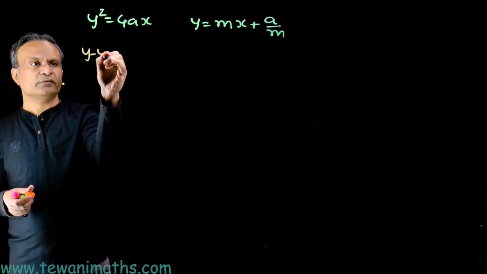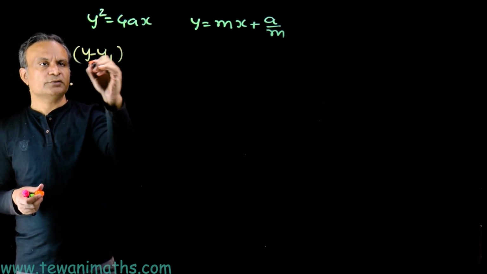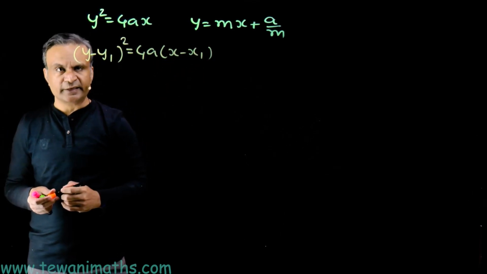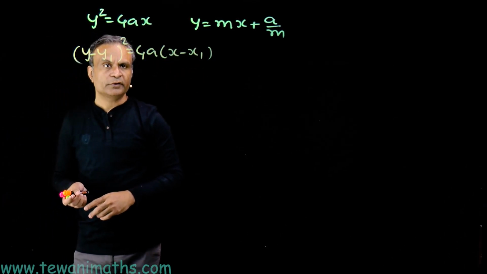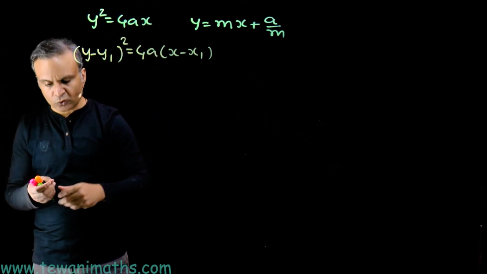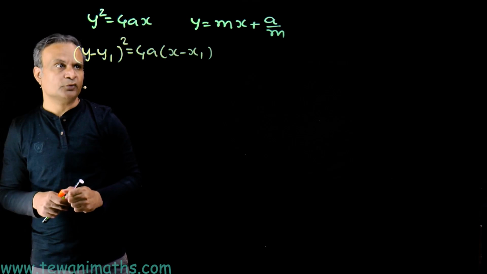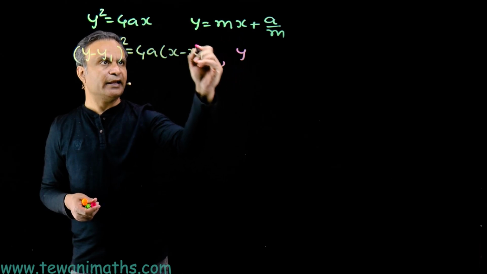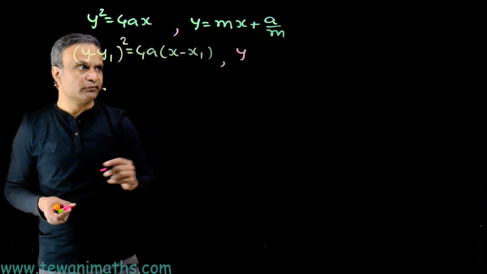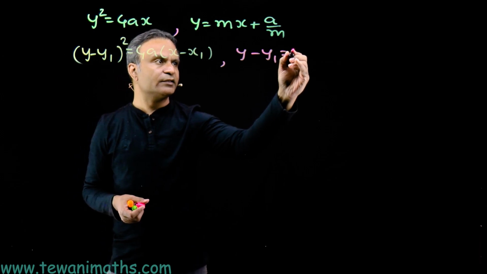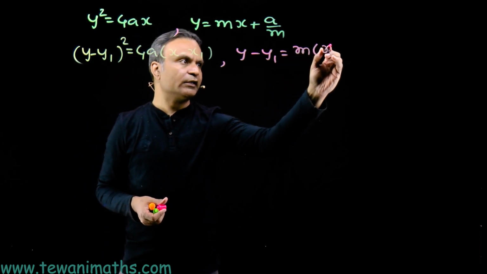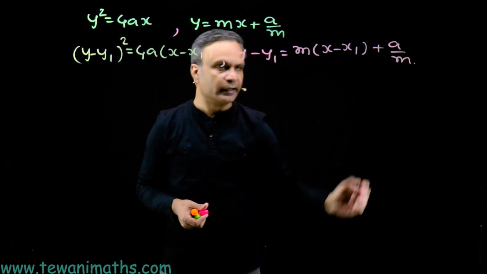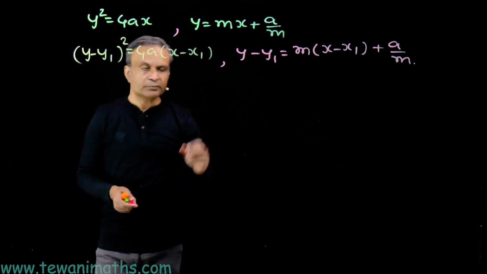The equation of the parabola will be (y minus y1) whole square is equal to 4a multiplied by (x minus x1). And the equation of a tangent to this parabola having slope m will be, replace here y with y minus y1 and x with x minus x1. We get the equation of the tangent as y minus y1 is equal to m multiplied by (x minus x1) plus a upon m. Let's have a question based on this concept.